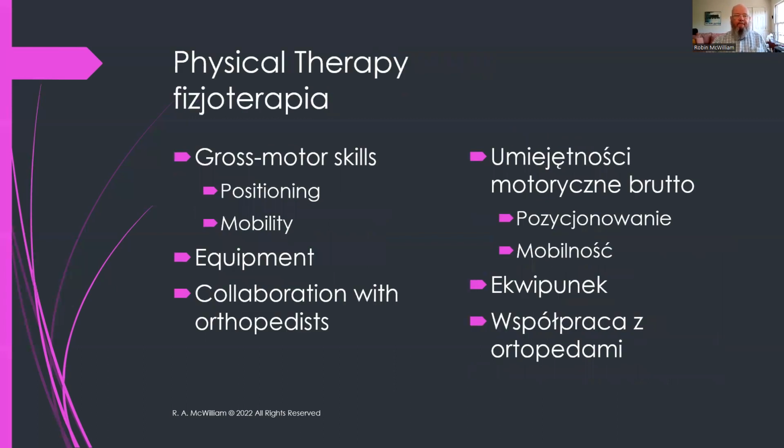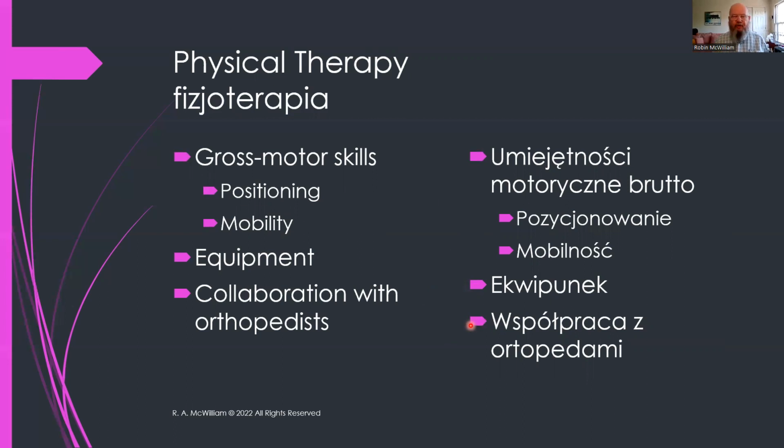Physical therapy is primarily engaged with gross motor skills, and those often fall into positioning and, of course, mobility. They also are involved in either helping with equipment or actually being the equipment providers. And they also collaborate with orthopedists.